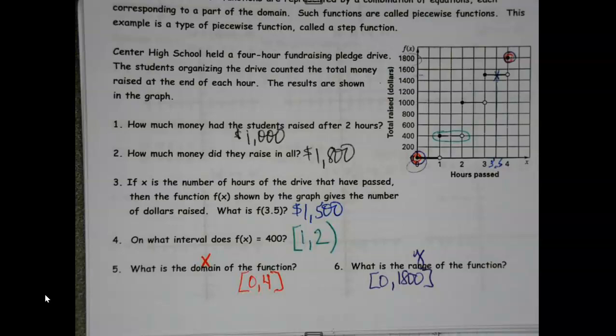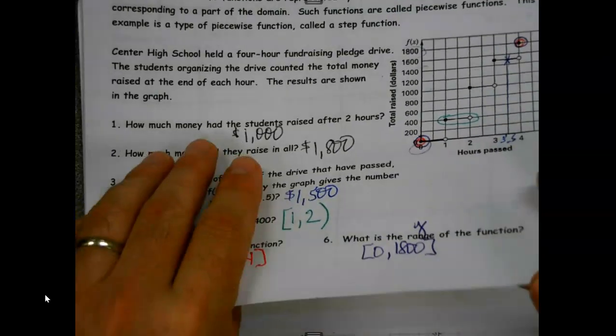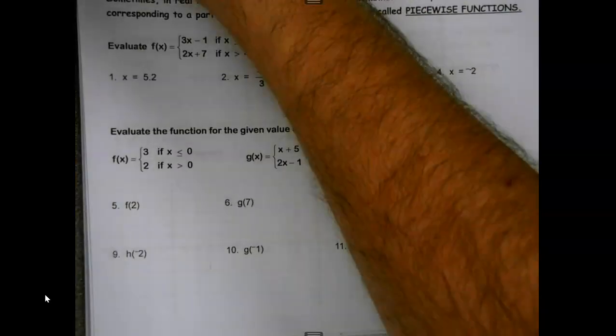You can get several values that are the same exact y, or f of x, for the x. Like if you ask, what's f of x at 1.25? 400. What's it at 1.5? 400. What's it at 1.99? 400. So step functions are a little bit different as far as that goes. Definitely not one-to-one, but absolutely pass the vertical line test. So that's what we're looking for if we're given something like that in general.